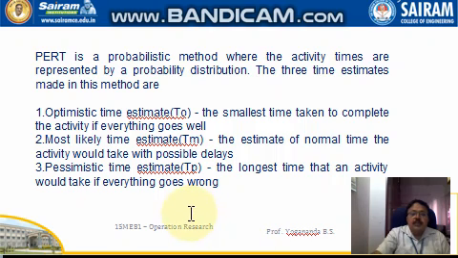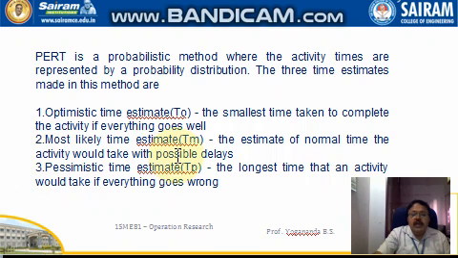Then we say that PERT is a probabilistic method where the activity times are represented by a probability distribution. Here we are taking three time estimates. The optimistic time estimate, TO, is the smallest time taken to complete the activity if everything goes well. The project manager will be optimistic here, so he assumes that everything goes well and assigns a very small duration for each activity.